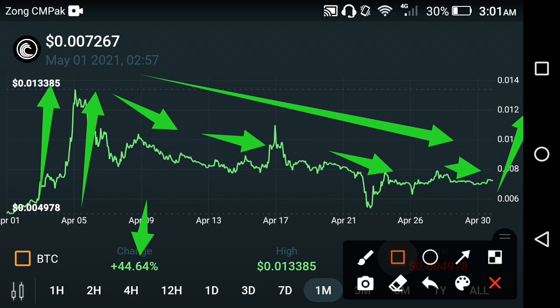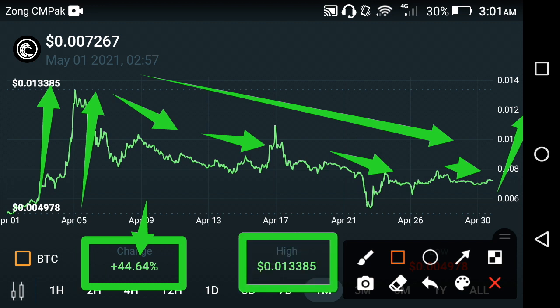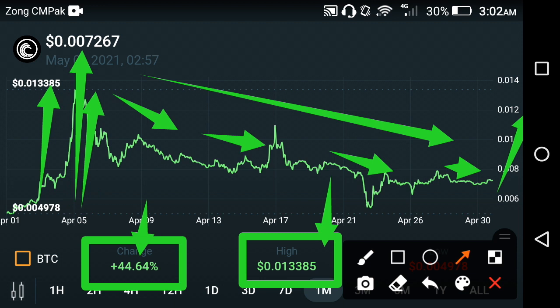If you look at the price change in the Bittorrent token in April, a 44.64% positive change occurred, and the highest price is about 0.013385 USD. And now, as you can see here, the current price of Bittorrent token is 0.007267 USD, friends. So absolutely, I think that the new month is a good month for Bittorrent token. They take a jump, friends.